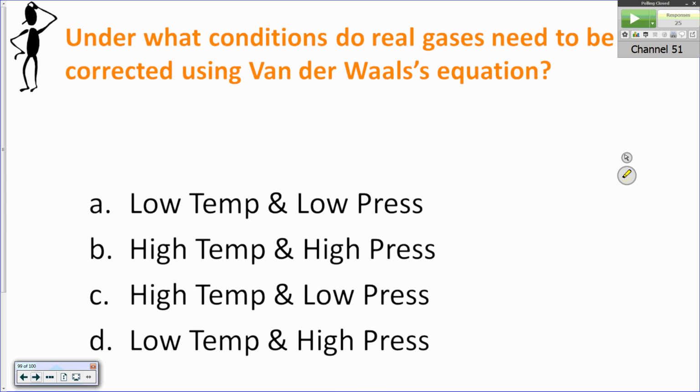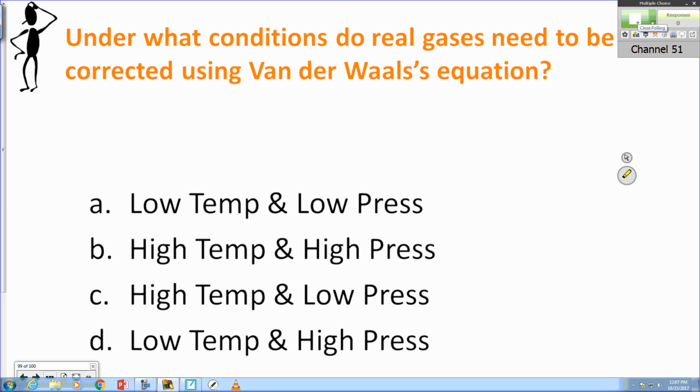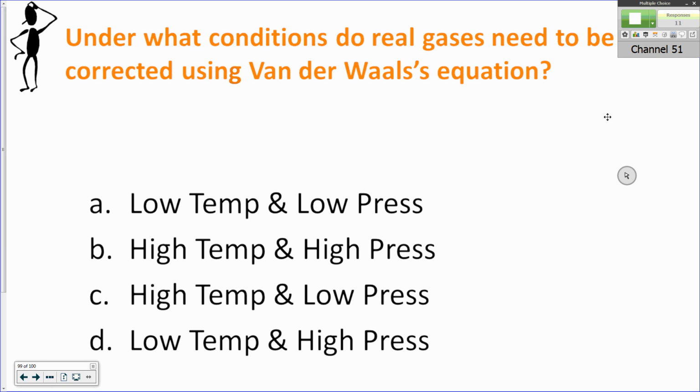So that's what I want you to tell me. Based on what I've just told you, when do you have to correct for these non-ideal conditions using van der Waals equations? So I talked about 2 different times, both dealing with temperature and pressure. Tell me which 2 they are.